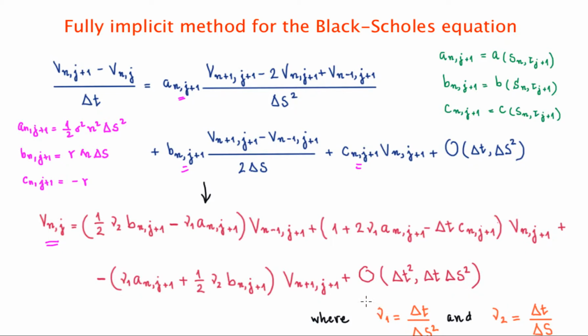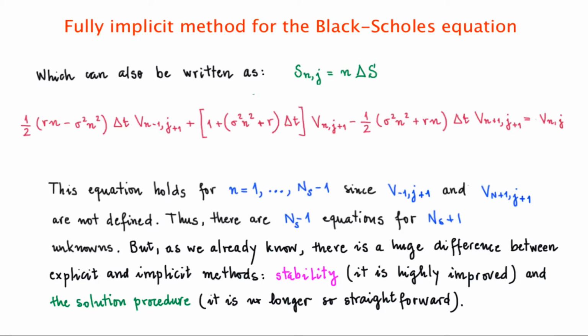Besides that, we do have nu 1 and nu 2 arising here. Nu 1 is delta t over the square of delta S, and nu 2 is delta t over delta S, in the same way that we defined for the explicit method. So we have here the finite difference representation. It's interesting to have in mind that this equation holds for the n index going from 1 to Ns minus 1.